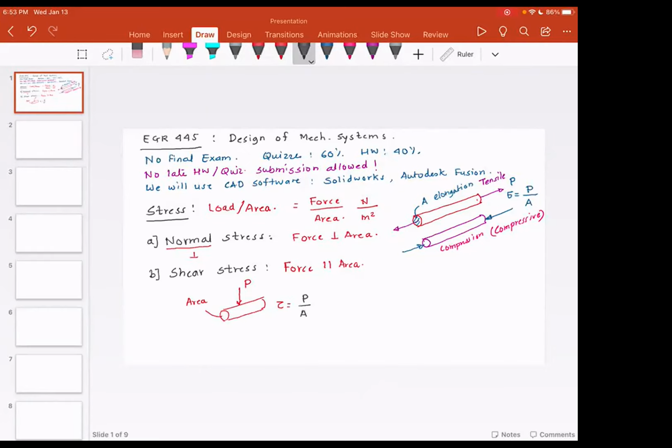Now, the next natural question is, when we talk about normal stresses and shear stresses, what happens when these two types of stresses act together? Here is something I want you to understand. In EGR 343, you might have studied the concept of principal stress and maximum shear stress.